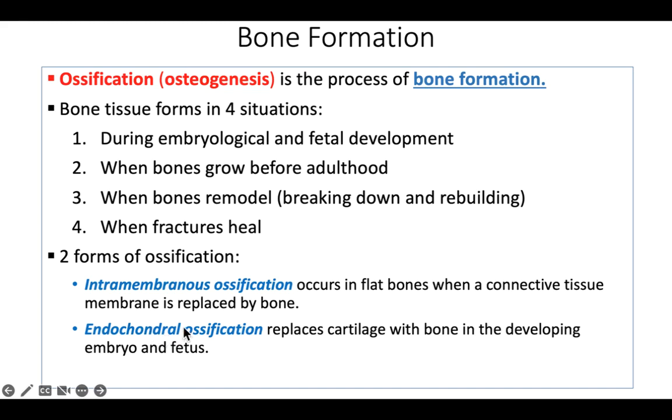Endochondral, the key here is to know what chondral means. Chondral means cartilage. So you're not doing a connective tissue membrane, you're making cartilage first. So you form a cartilage model of the bone, and then that eventually converts to bone tissue. All right, and this is how we would form long bones of the skeleton.